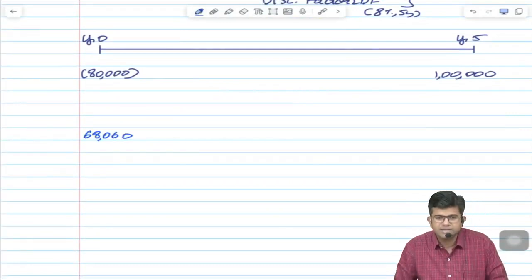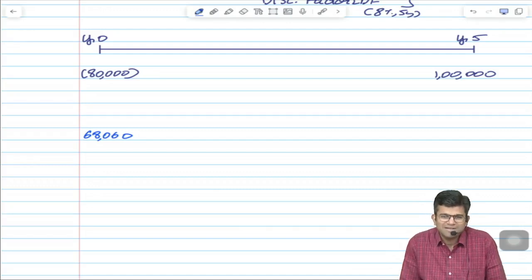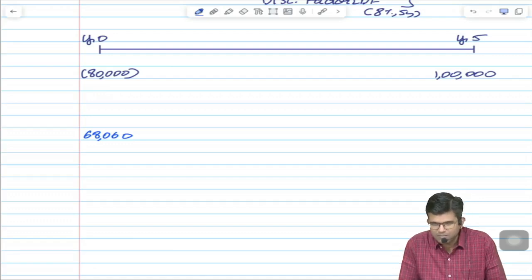So I'll write here 68,060. Now I want you to think hard and tell me, what do you mean by this number? Don't tell me it is present value. I know it is present value. Think from the story point of view. What could this number interpret? How to interpret this number?